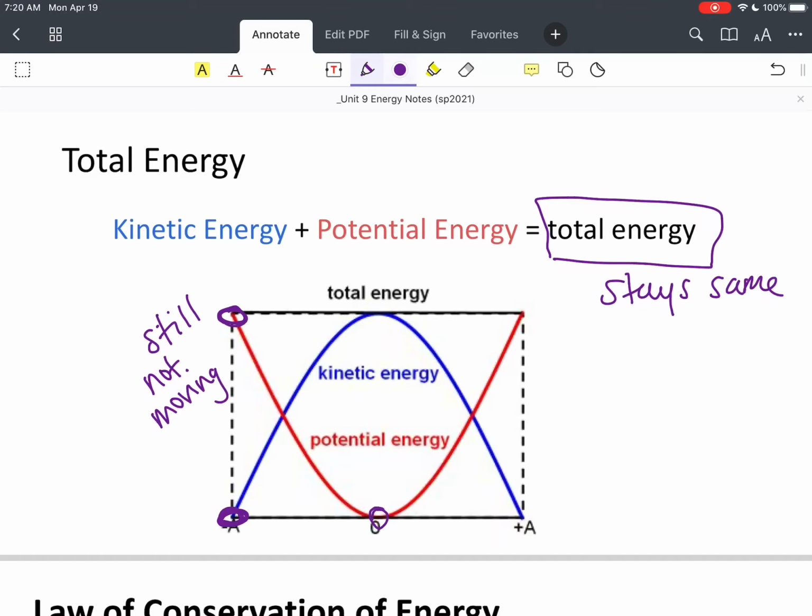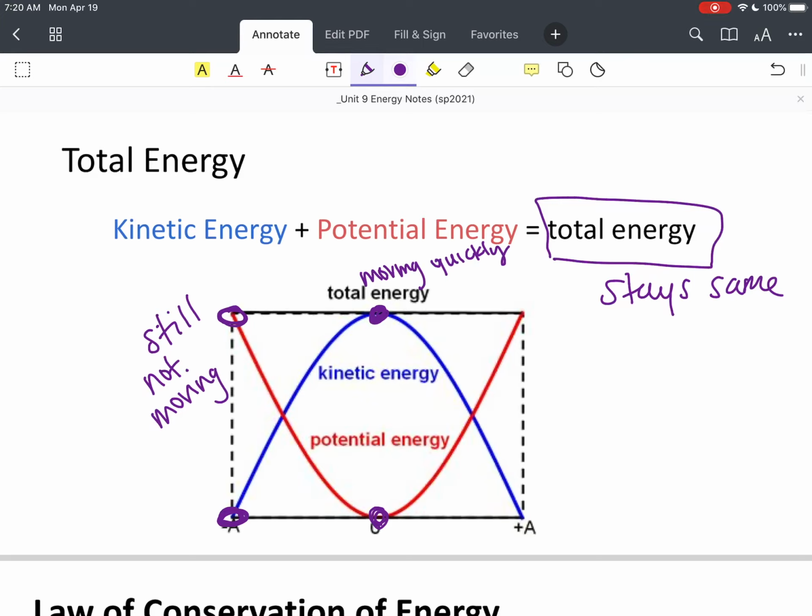Down here, where our potential energy is 0 and our kinetic energy is the highest, this probably means that we're moving quickly, kind of like the skater at the bottom of the ramp. The energy isn't stored. The energy is actually being used to move really fast.